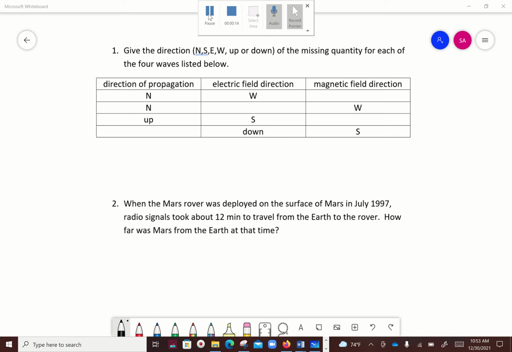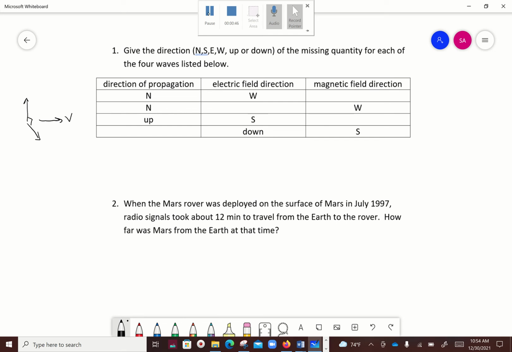So we've got a table here where we've got the direction of propagation of the wave, the electric field direction, the magnetic field direction. And we're given 2 of the 3, and we're asked to fill in the remaining one for a given wave. So remember, in an electromagnetic field, the electric field and the magnetic field are perpendicular to each other, and that's also perpendicular to the direction that the wave is traveling. And since they're all perpendicular, we can use the flat hand rule.